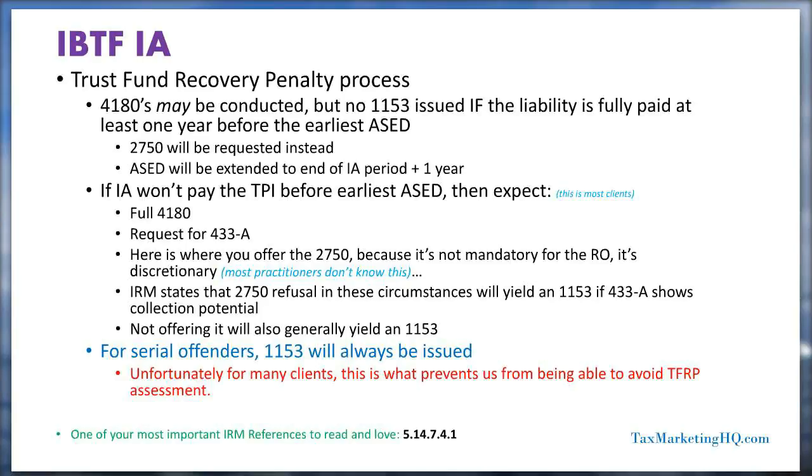Okay, so this right here is just a summary. And I can tell you that the majority of your clients are going to fall into this second situation. And if you aren't on the ball about the 2750, then it falls into RO discretion, which can be detrimental to your client.